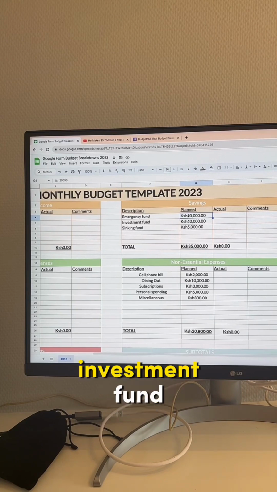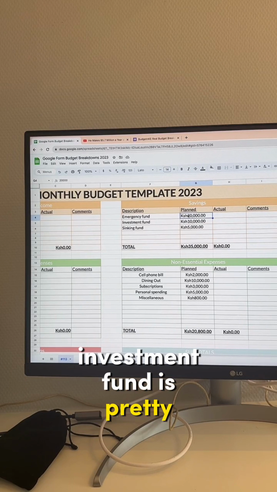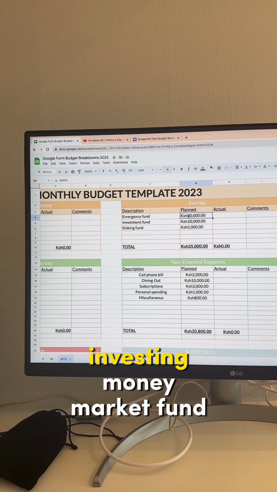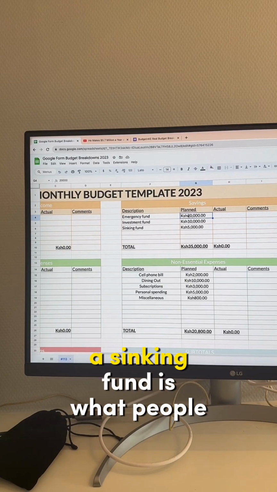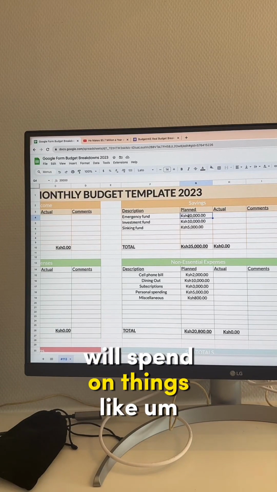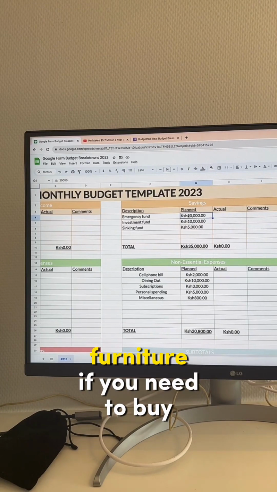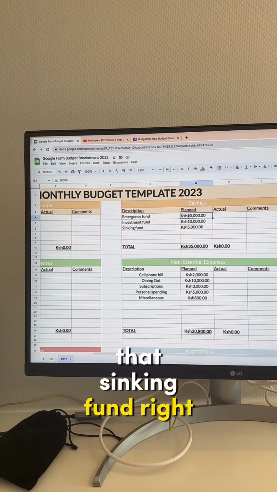And then there is the investment fund, which is 10K for this person, and sinking fund, which is 5K. Investment fund is pretty direct: investing in a money market fund, treasury bills and bonds, whichever you choose. Sinking fund is what people call fun money. So sinking fund is what you'll spend on your vacation. Sinking fund is what you'll spend on things like furniture. If you need to buy furniture or anything for your kitchen, that's sinking fund, right?